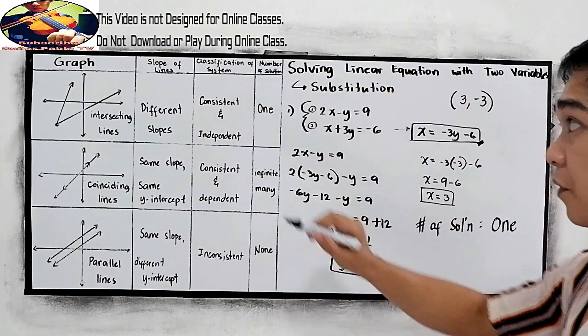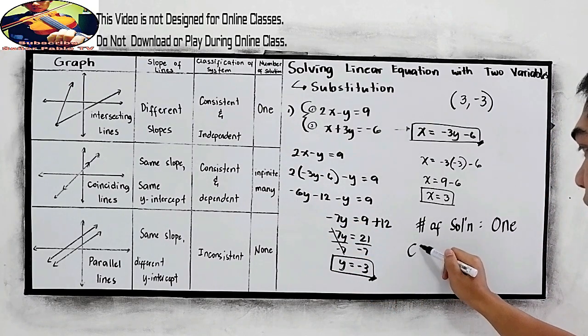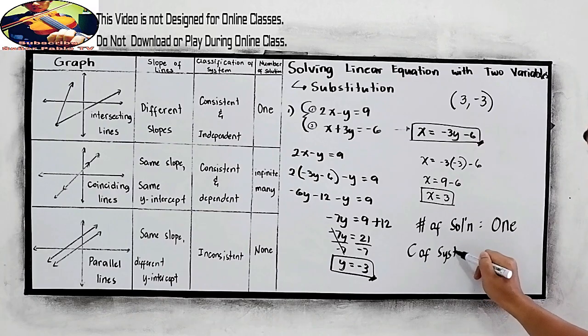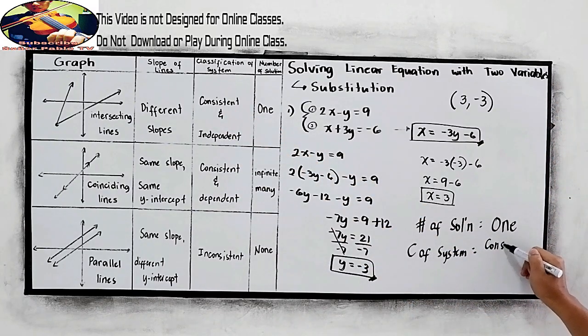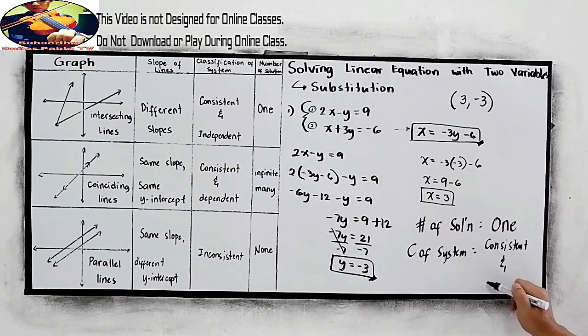And the classification of system, we can write consistent and independent.